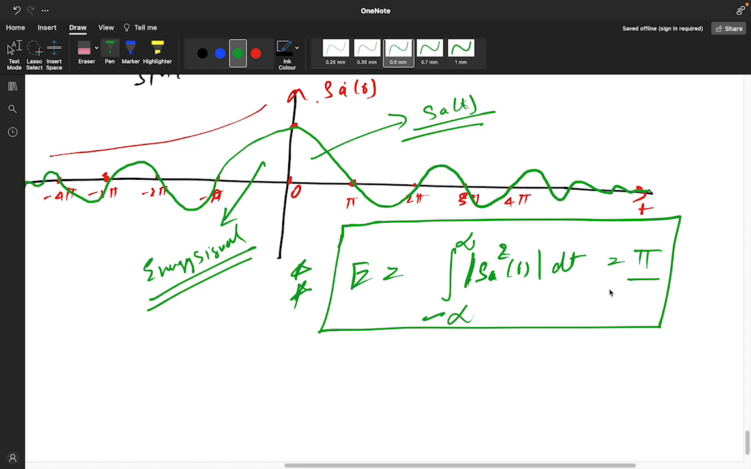And how E equals pi comes, we don't know yet. This is a very difficult equation. To get this equation is very difficult. So we will study these things when we study the Fourier transform chapter.